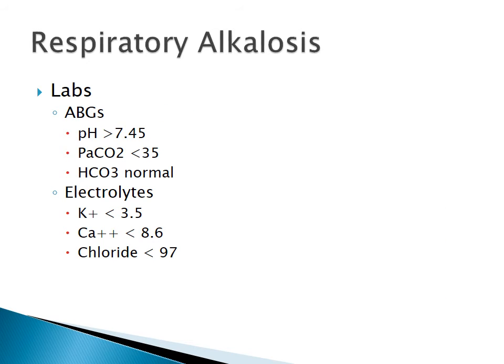Labs that we will see when those students would come in: if I had a penny for every girl who came in with hyperventilation, no, I didn't have that many, but if I was to have done a blood gas on them, this is what I would have seen. I would have seen a pH greater than 7.45. I would have seen their CO2 low, because they had blown so much of it off from hyperventilating. It would be below 35, and their bicarb would be normal. Their electrolytes, I'd probably see their K be low, I'd see their calcium be low, and even the chloride could be down low. But typically we look at the first two more than the third.